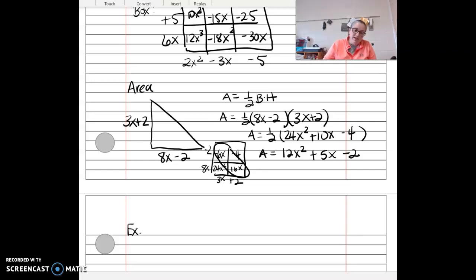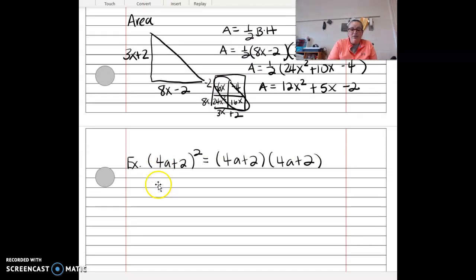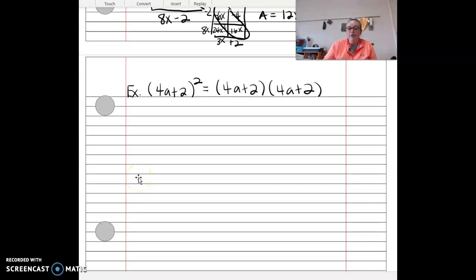We might get problems like this on IXL. You might get problems like 4a plus 2, squared. Well, really, when you look at this, it's not distributing the 2. We actually are taking this polynomial, 4a plus 2, and I'm going to multiply it by itself. I get 4a plus 2 times 4a plus 2. And now we're actually looking at a binomial times a binomial. So you can use FOIL, the box, horizontal, or vertical.